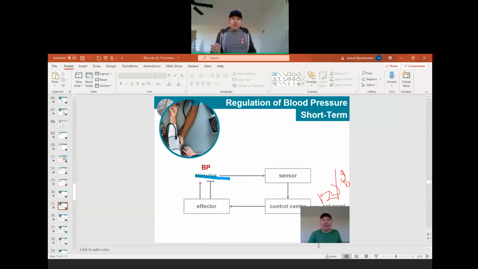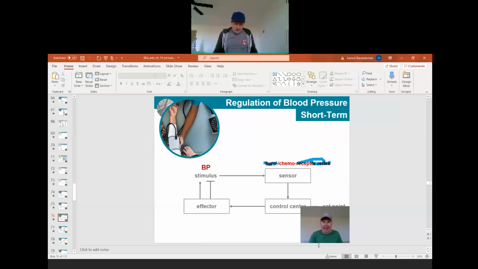So the stimulus, if we have a change in blood pressure, the stimulus would be, of course, our blood pressure. And the typical blood pressure was somewhere around 120 over 80. So that's going to be our set point within the brain, within the control center. Well, how do we notice any changes in the blood pressure? Well, that's going to be through a system called barochemoreceptor reflex, sometimes more just simply called baroreceptor reflex.